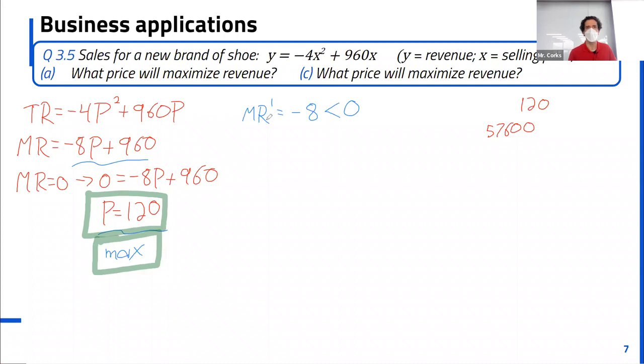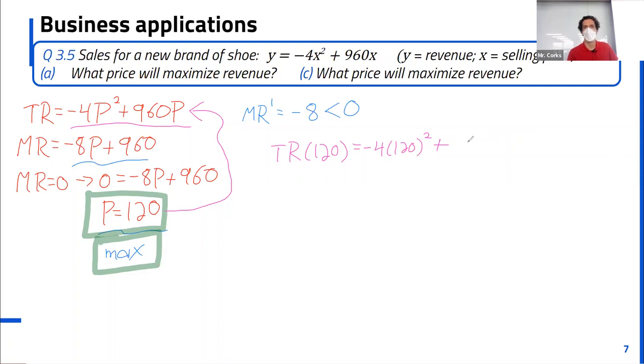And then to do part C, we are going to take this value here and just put it into our total revenue equation. They're asking for total revenue. We have an equation for it, so we just use that. So total revenue at this point, 120, is -4 times 120 squared plus 960 times 120, and we just work out what this is.